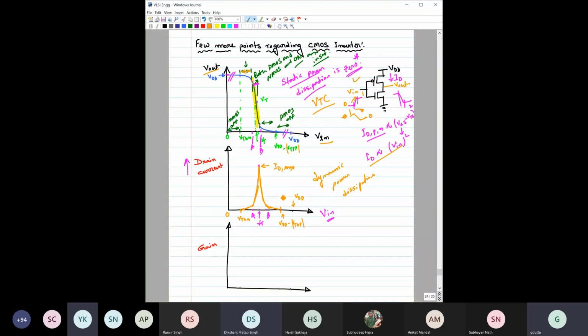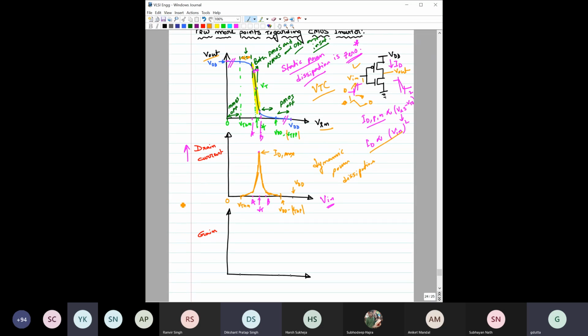So CMOS will be good, with almost no power dissipation as long as you are not changing the input. Unlike earlier cases, where even if you keep the input at 0 or 1, for at least one of the cases there will be a direct path between VDD and ground. That is not there here. We are able to operate completely in this manner.